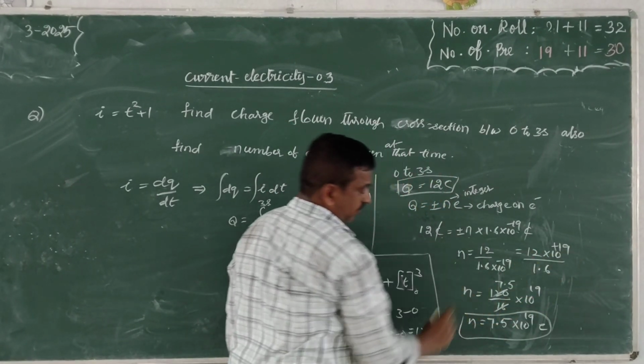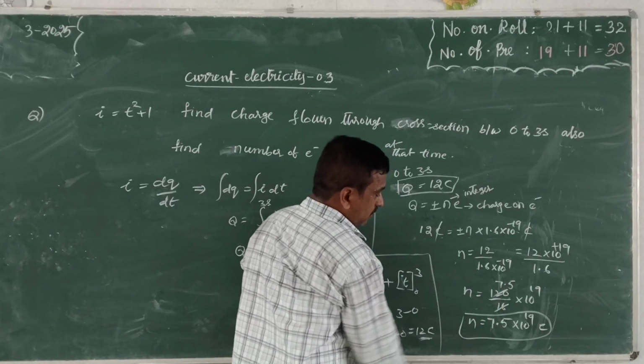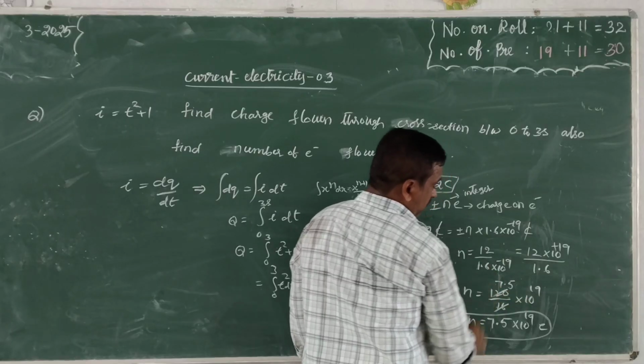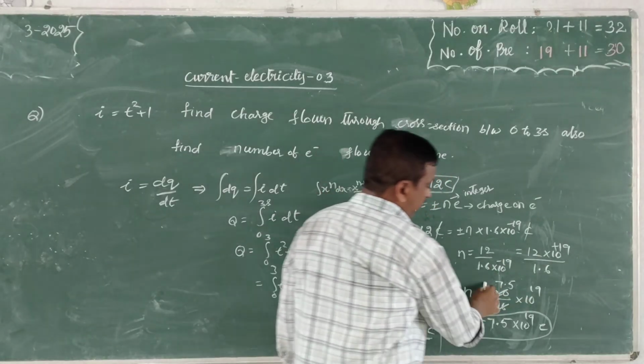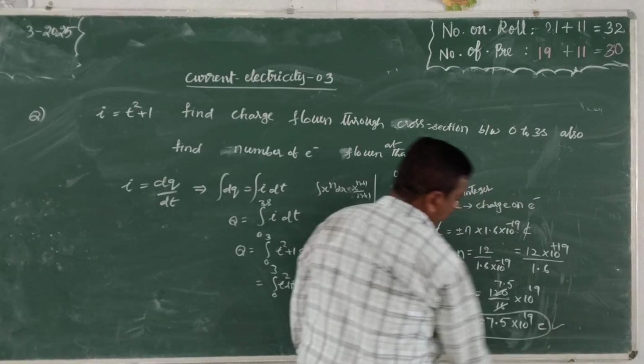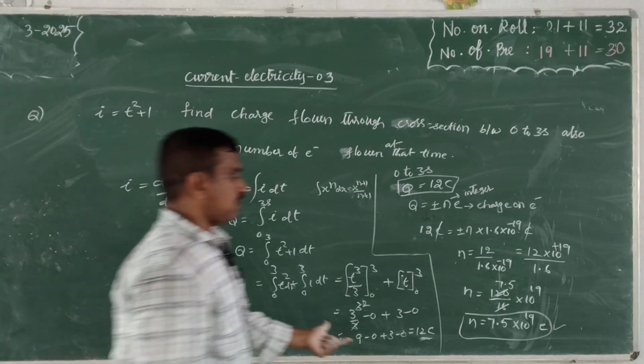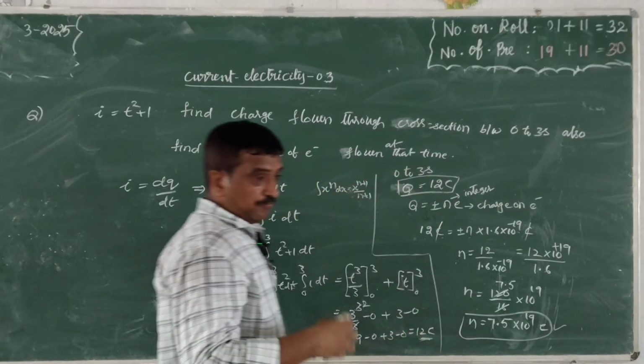Removing the decimal point, what do we get? 16 times 7 is 112, 8 is left, and 16 times 5 is 80. So 7.5 into 10 power 19 electrons. The number of electrons flown at that time is 7.5 into 10 power 19 electrons.